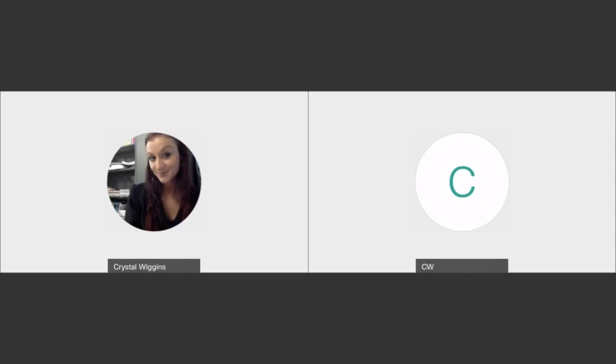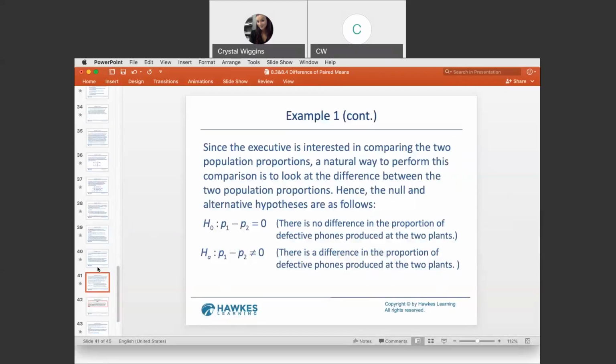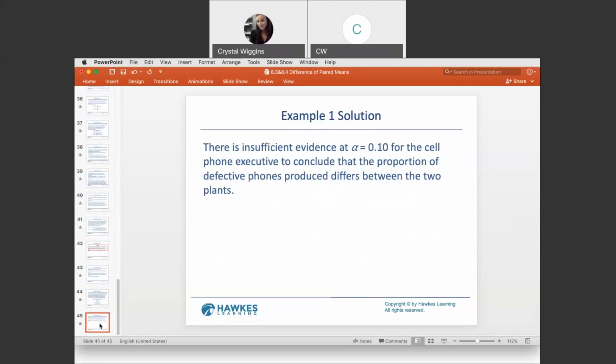Let's finish up this section. And that is finishing up the section. Let's just look at the conclusion. There is insufficient evidence at a 10% level, or alpha equals 0.1, for the cell phone executive to conclude that the proportion of defective phones produced differs between the two plants. And that is this week's lessons.